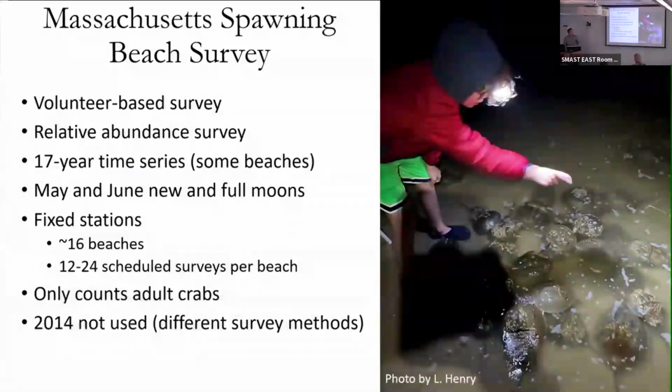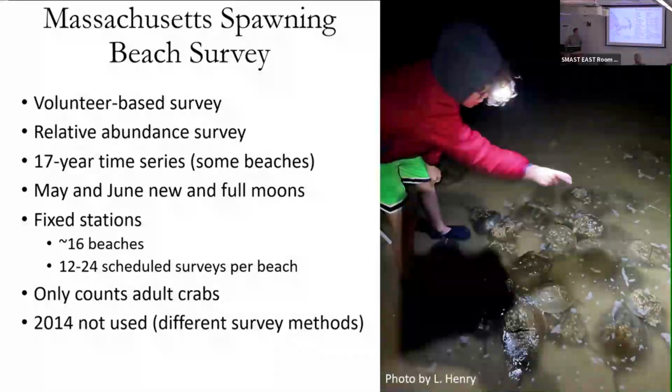It's done during the May and June new and full moons: 2 days before the moon, the day of the moon, and 2 days after the moon. These are fixed stations. There's about 16 beaches. We just lost one last year; we had 17. And there's 12 to 24 surveys scheduled per beach. If they do day and night surveys, it's 24. If they just do daytime surveys, it's 12. And it only counts adult crabs coming up from the beach to spawn. The 2024 data is not used because there was a different survey method used for that year.